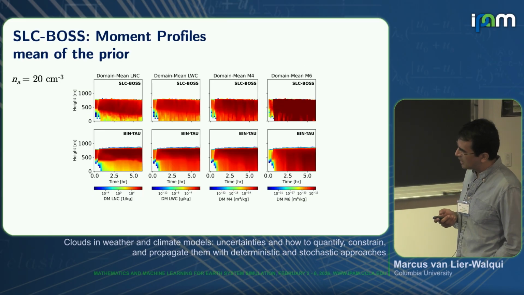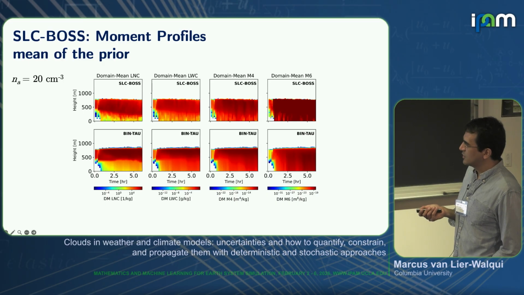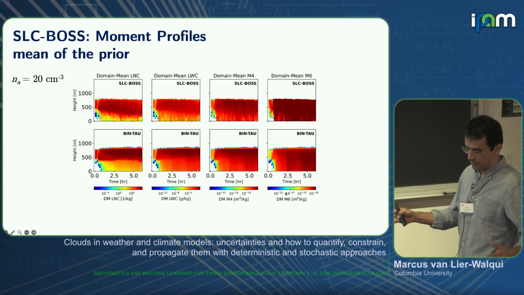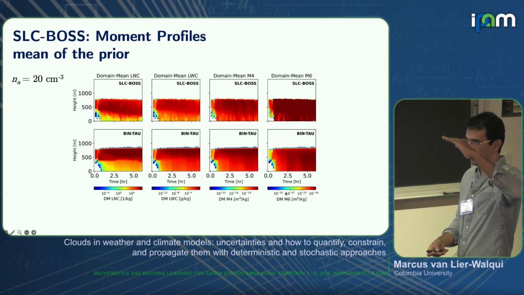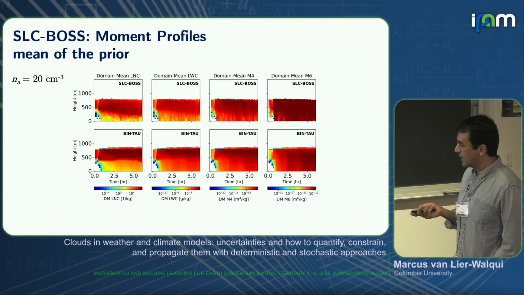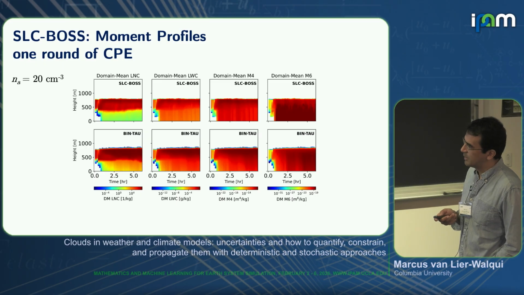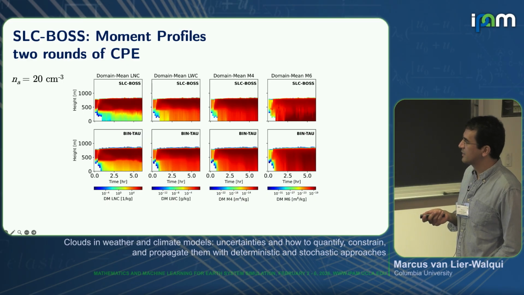If we just take the prior, we get something that sort of looks like rain. So the bottom is our reference. This is the bin model, and the top is BOSS. So we get something that looks like rain. This is domain mean liquid water content, liquid number content, 4th moment, 6th moment for the 3D domain with height. Okay. So we get something that looks okay. But then if we do 1 round of this CPE, we get something that's better. And then if we do 2 rounds, we get something that's a fair bit better.